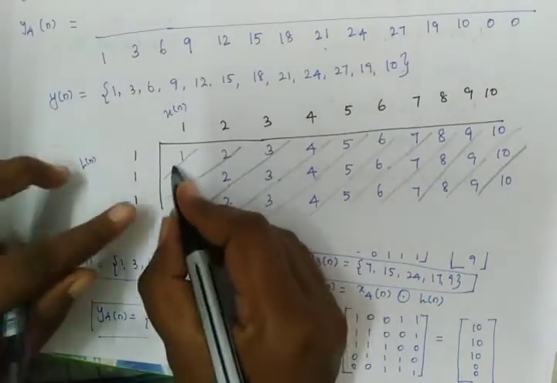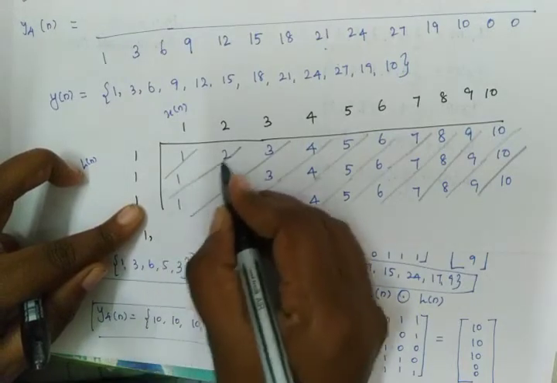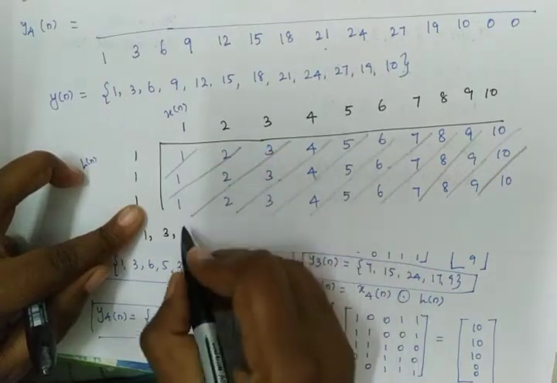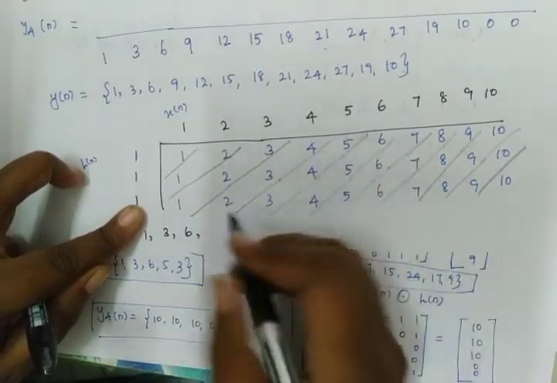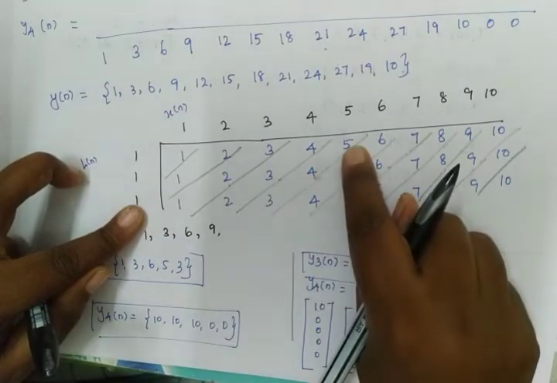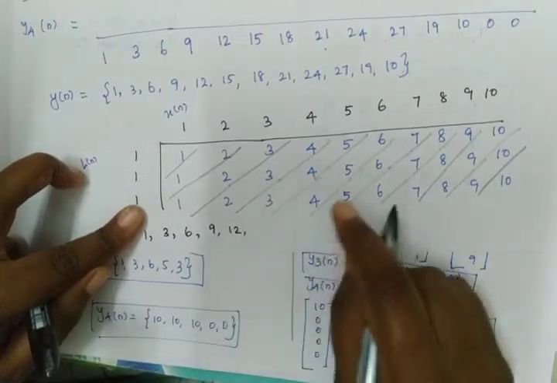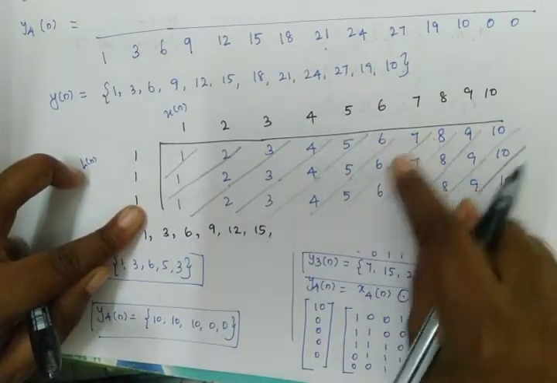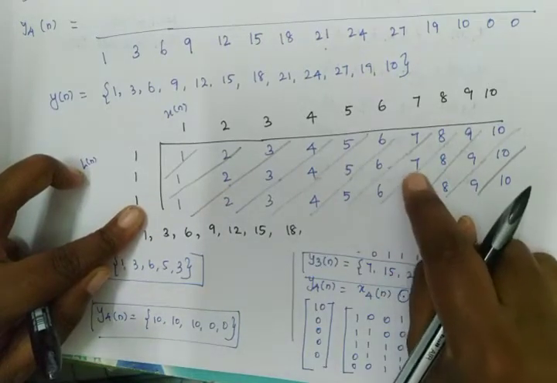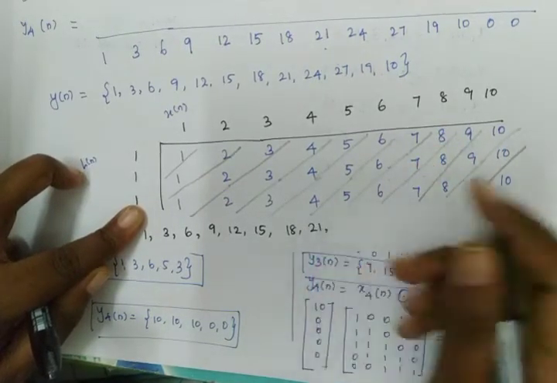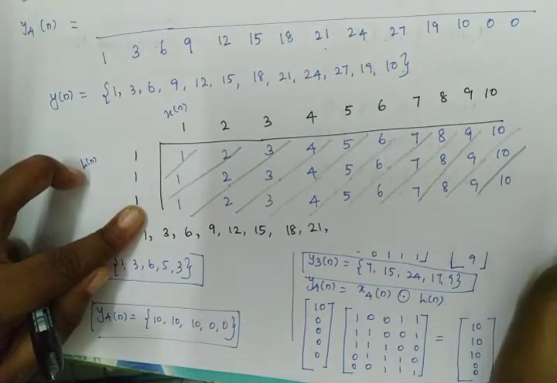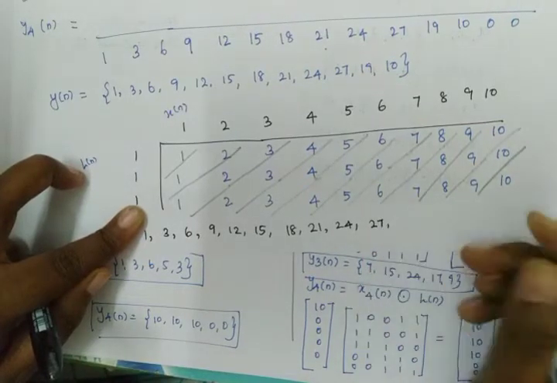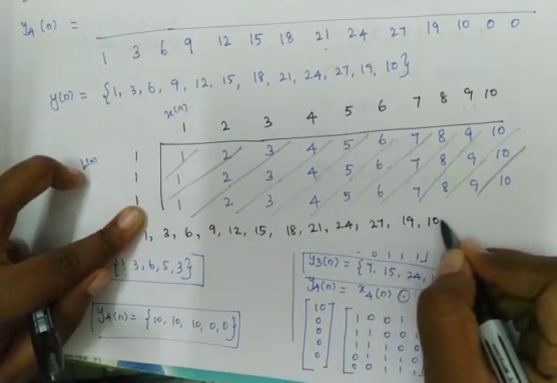First we have only 1. Then we have 1 plus 2 here, 1 plus 2 is 3. Then 1 plus 2 plus 3, 6. Then 2 plus 3 plus 4, 9. 3 plus 4 plus 5, 9, 12. Then here it is 6 plus 10, 15. Then 13 plus 5, 18. Here it is 21, and here it is 24. Here it is 27. Here it is 19. Then the last one is 10.